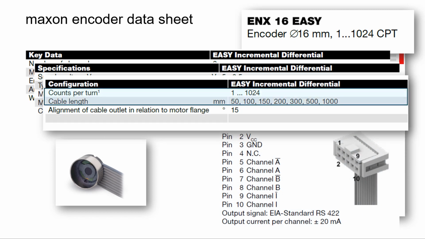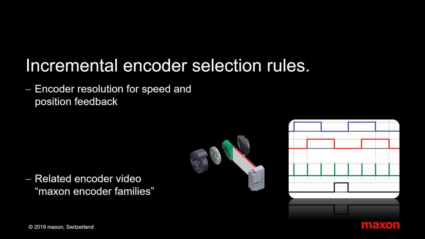That's it, a short introduction to encoder selection. In summary, it's not always the highest encoder resolution that gives the best result. Look exactly at what your application and your feedback loop requires.